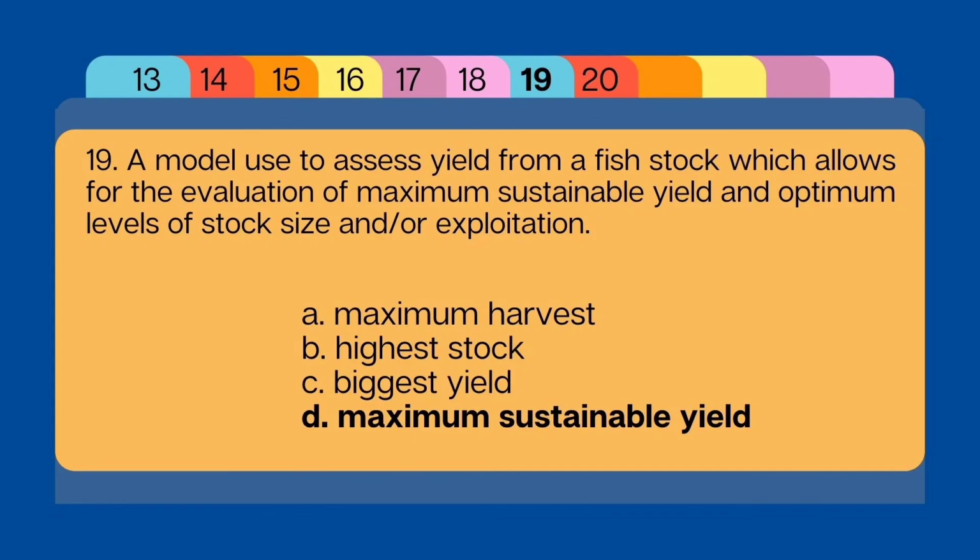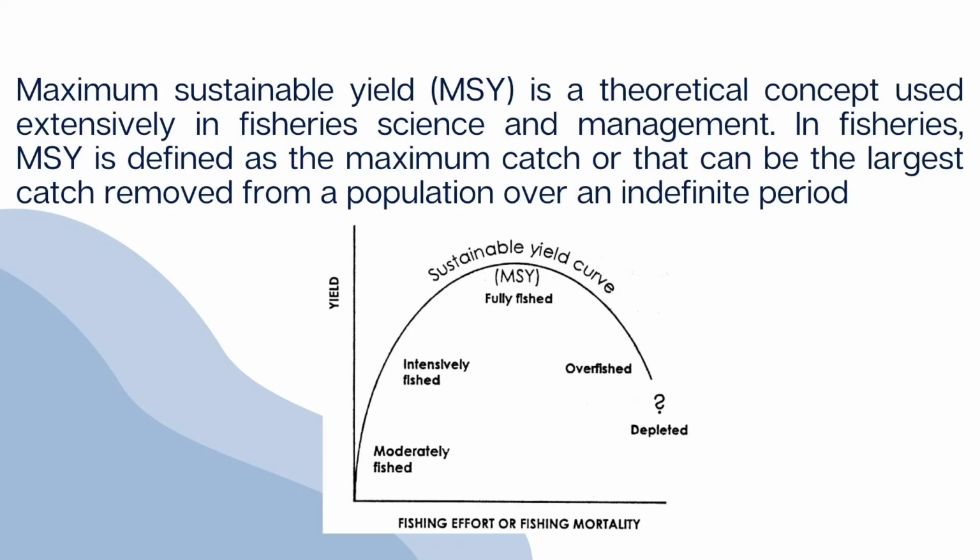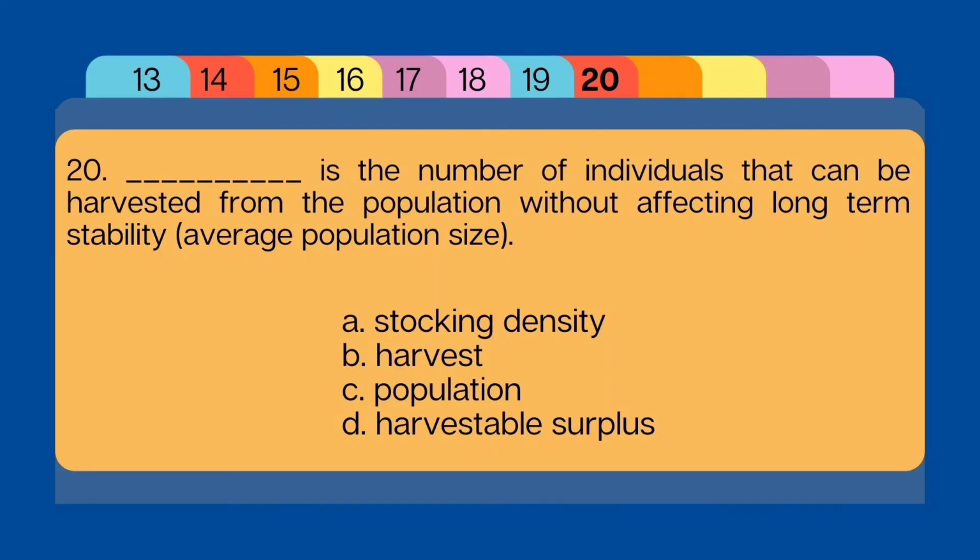Maximum sustainable yield. Maximum sustainable yield, or MSY, is a theoretical concept used extensively in fisheries science and management. In fisheries, MSY is defined as the maximum catch, or the largest catch that can be removed from a population over an indefinite period.